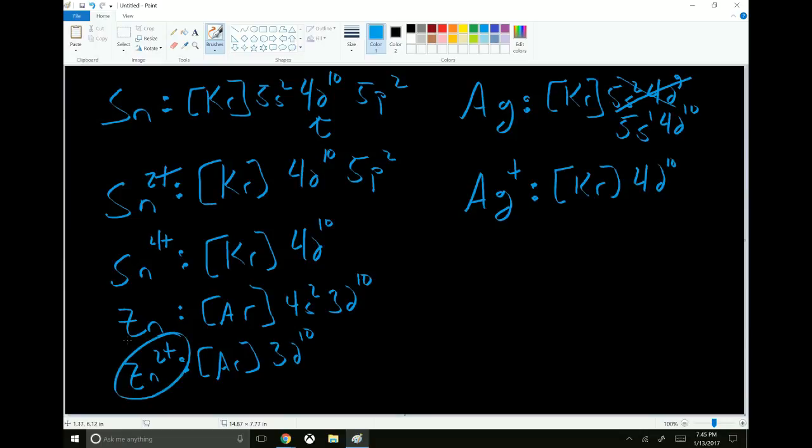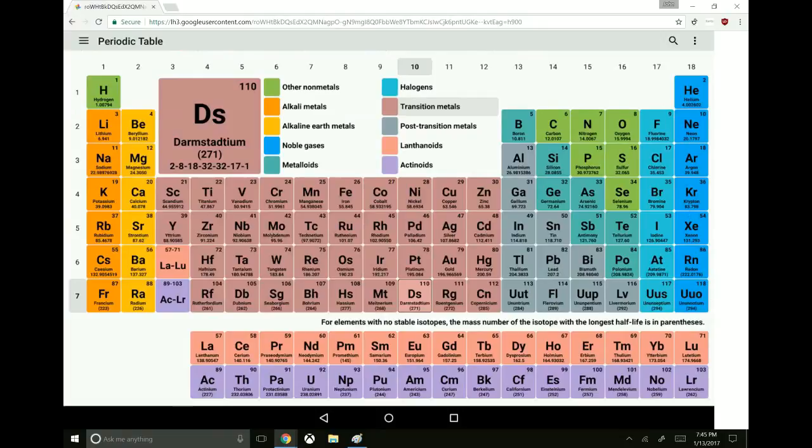Then we can look at aluminum. Aluminum is neon, 3s2, 3p1. It's one up and one right from zinc. It's element number 13.